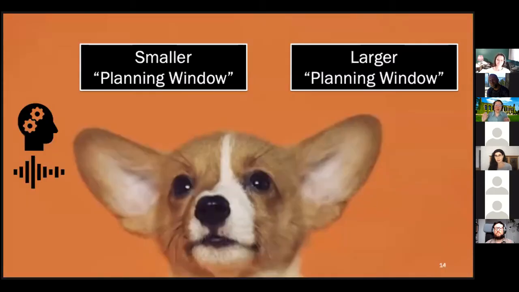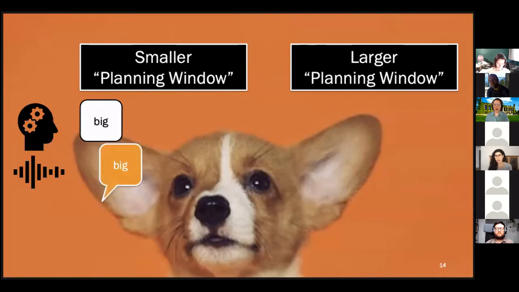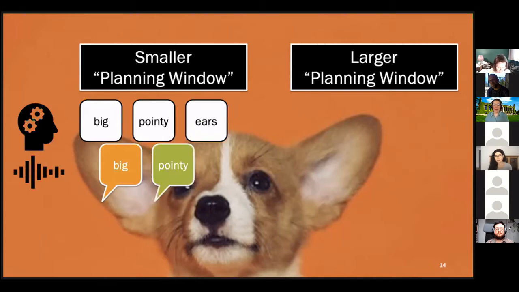So the concept that I really want to focus on is this idea of the planning window. How far in advance are people planning? Let's look at two very limited scenarios. If we think about a scenario with a smaller, quote unquote, planning window, we can imagine that we're trying to find the words to describe this image. First of all, we come up with the word big, and then we send it off to our articulatory system, right? So we've planned the word, and then we immediately ship it off and start articulating it. At the end of that articulation, we come up with the next word, pointy, and then we ship it off. And then finally, we come up with a noun, ears, and then we ship it off.